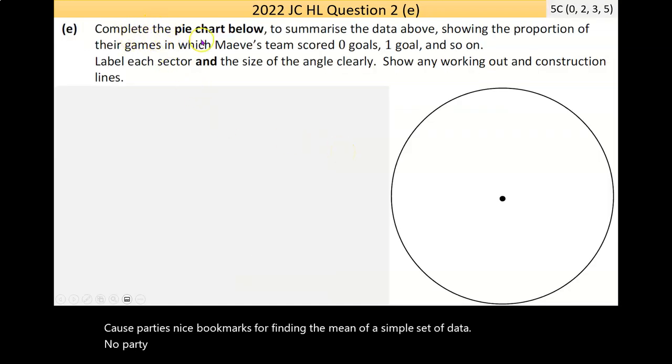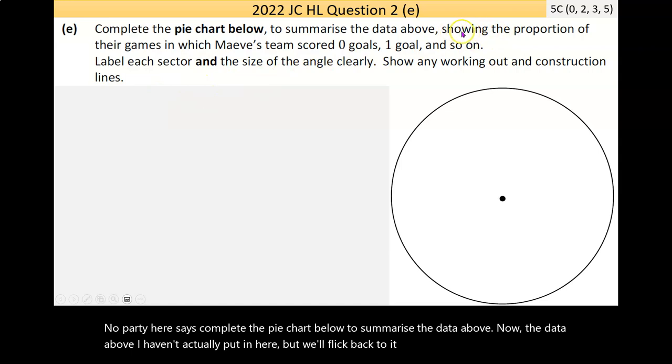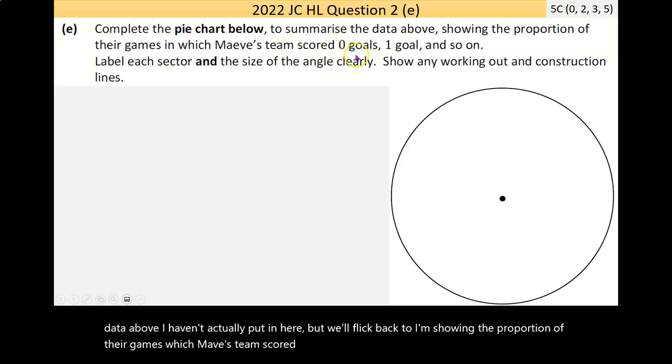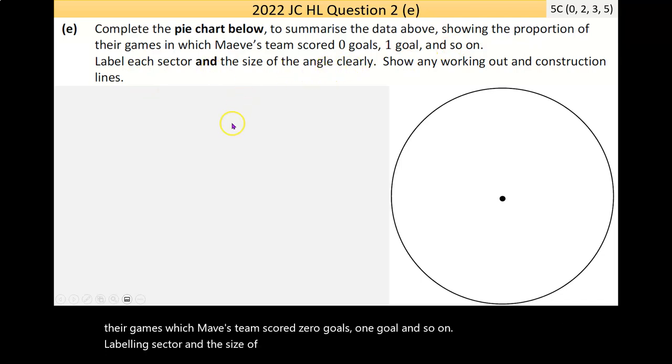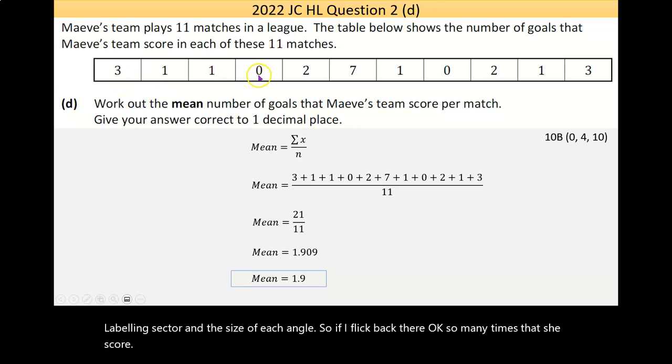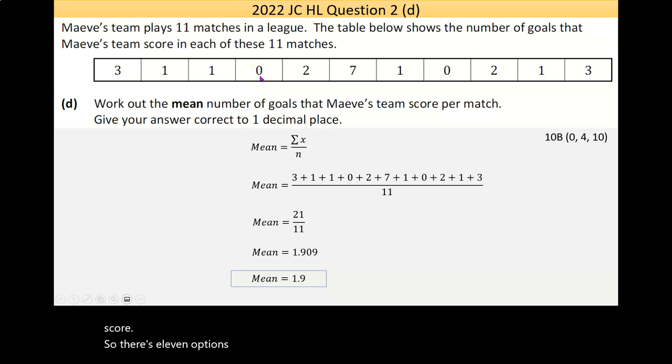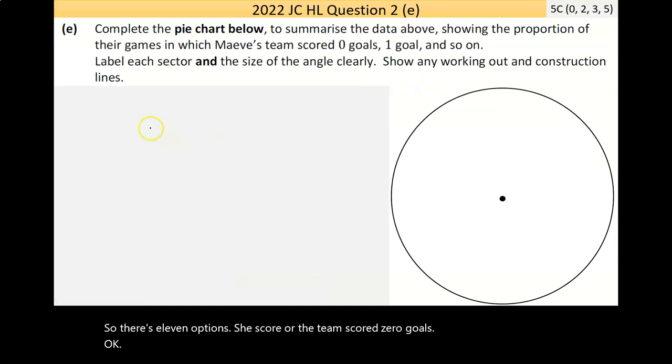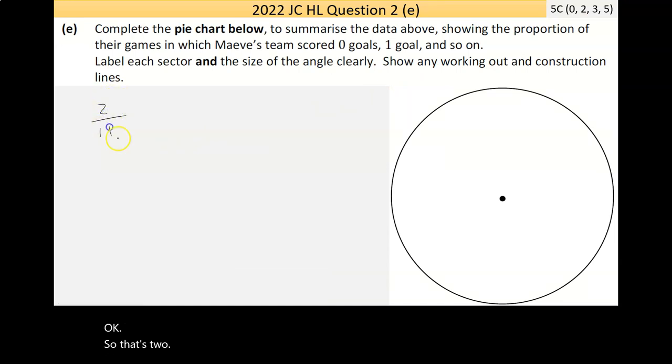Now, Part E here says complete the pie chart below to summarize the data above. Now, the data above, I haven't actually put in here, but we'll flick back to it, showing the proportion of their games in which Maeve's team scored 0 goals, 1 goal, and so on. Label each sector and the size of each angle. So if I flick back there, how many times did she score? There's 11 options. The team scored 0 goals twice. So that's 2/11 of this pie, the circle.